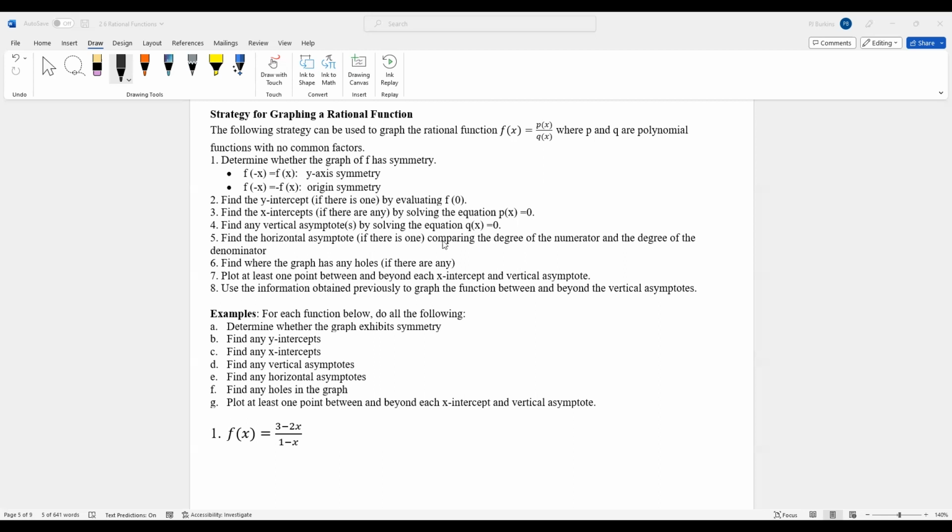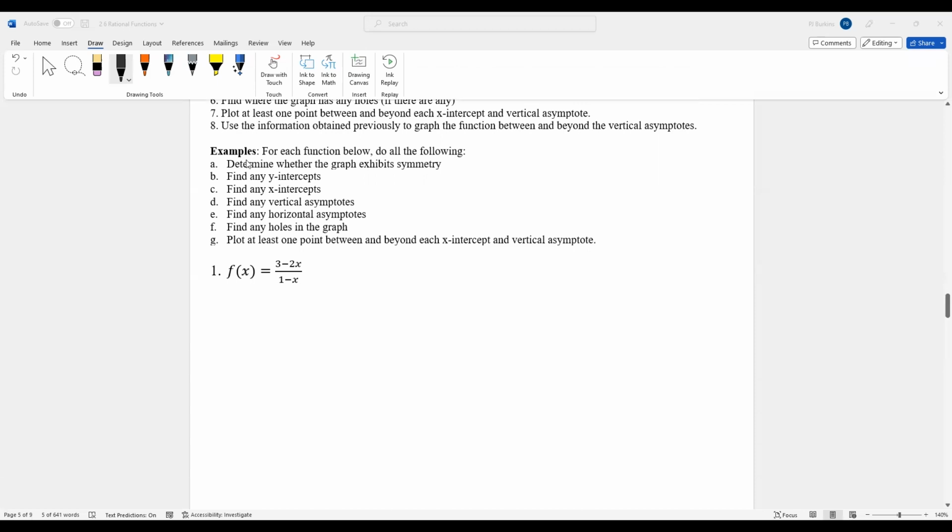Remember that horizontal asymptotes come from comparing the degree of the numerator and the degree of the denominator. Look for any holes, if there are any. Remember, that's when we have common factors between p of x and q of x. Plot at least one point between and beyond each x-intercept and vertical asymptote. That's really going to give you the shape of the graph. And then basically we're using all of that information to come up with a sketch of the graph. So for the following examples, we're going to do exactly that.